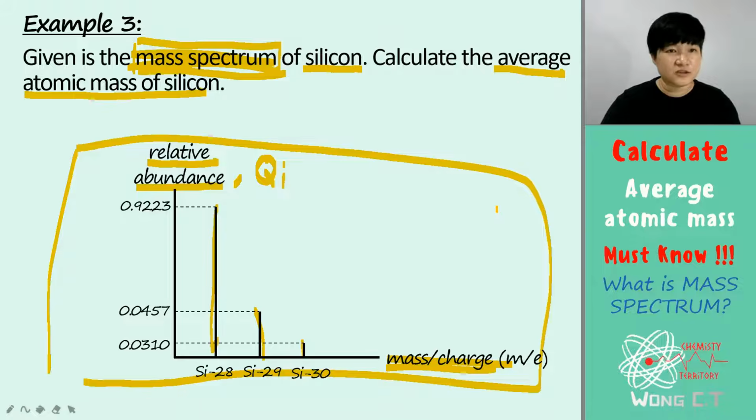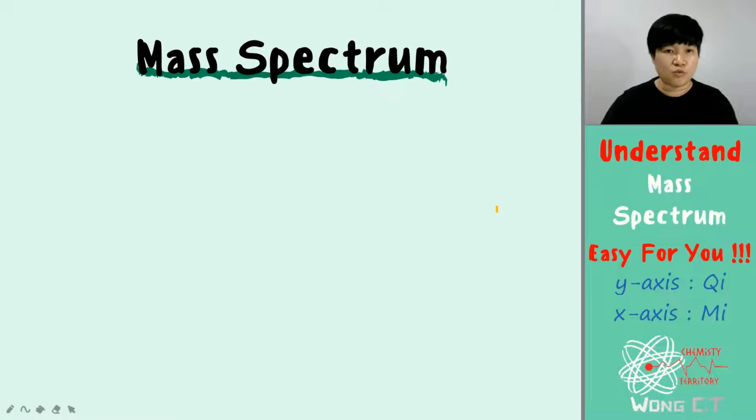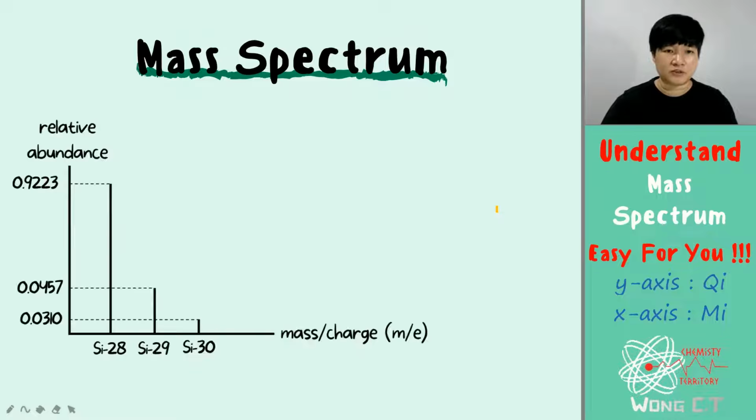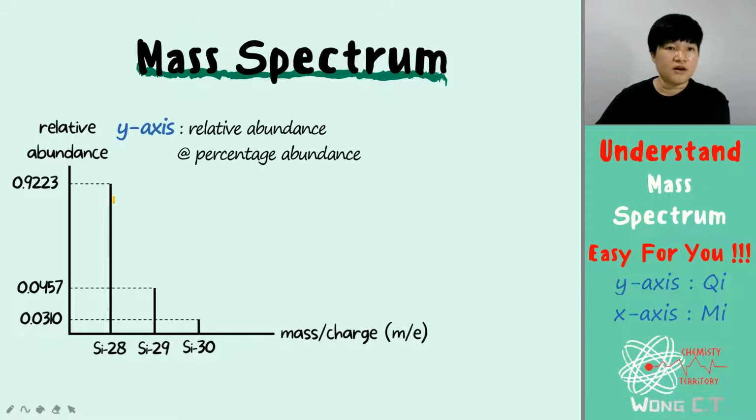Before we answer this question, let's look into one thing. Mass spectrum. What is actually a mass spectrum? We know that a mass spectrum looks something like this. Let's start off with your y-axis, knowing that your y-axis is your relative abundance over here, relative abundance or percentage abundance.